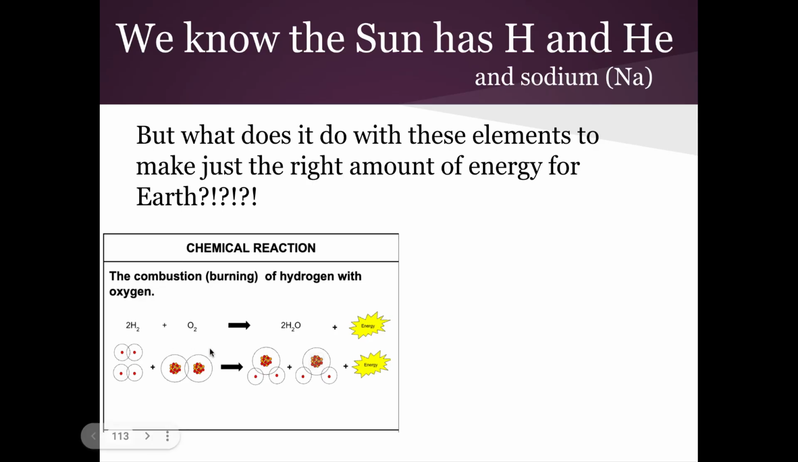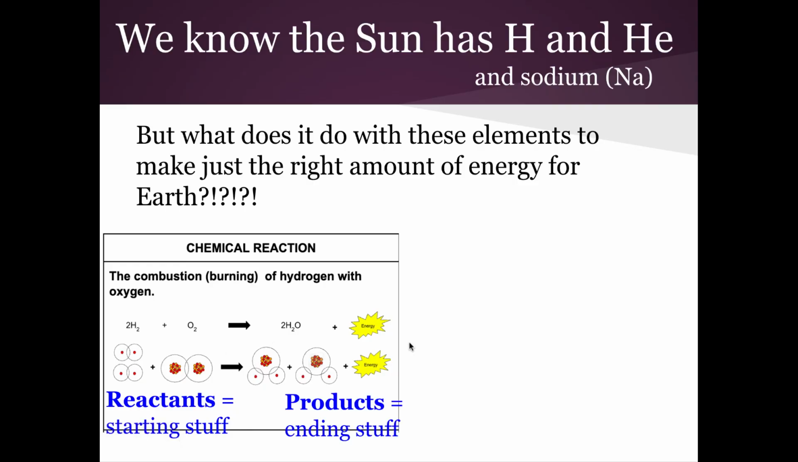And hydrogen here is getting burned with oxygen. And so I need both hydrogen and oxygen together. Then they combust, they burn, and they make water, H2O. Isn't that kind of weird? The stuff that we start with over here is called a reactant. It's the starting stuff. And then they make the products, they're things they produce. You'll notice that it also makes a lot of energy.